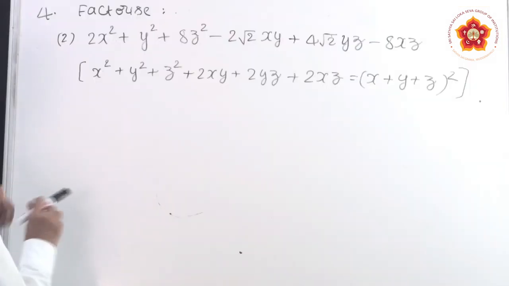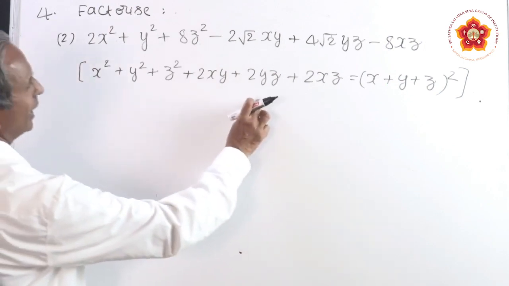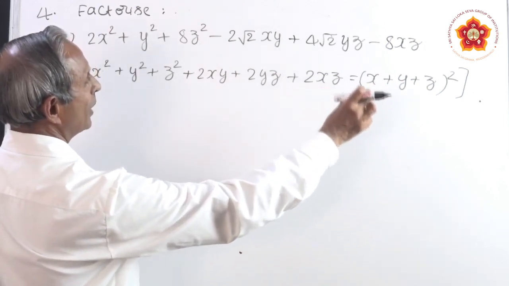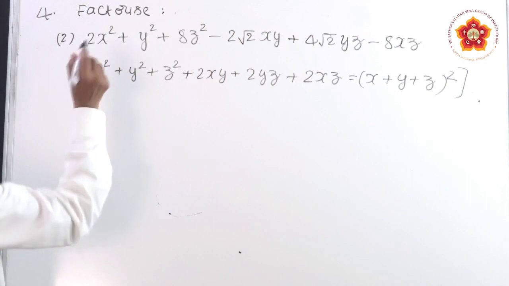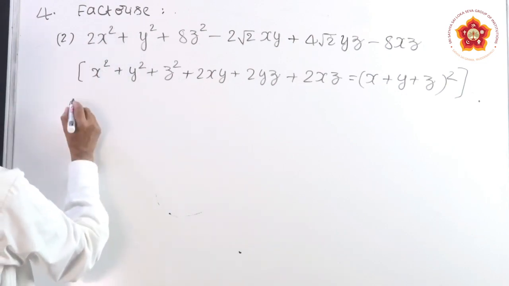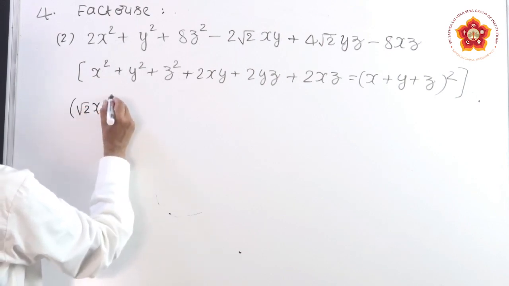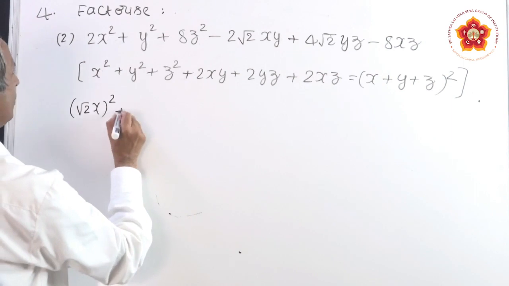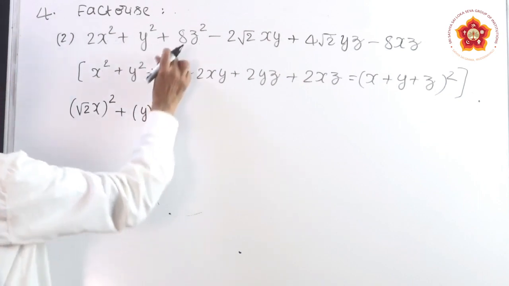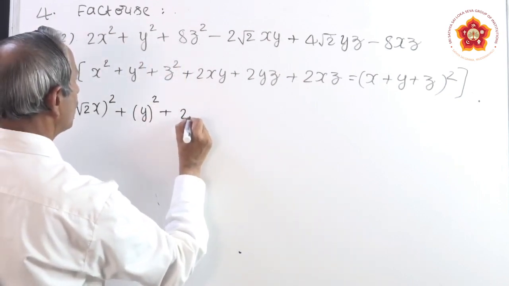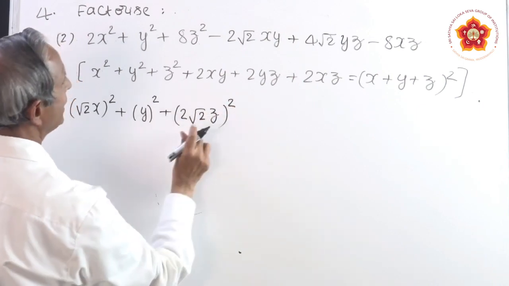Now we have to use the identity to factorize x square plus y square plus z square plus 2xy plus 2yz plus 2xz is equal to x plus y plus z whole square. Now we have to write the first term as a square number, therefore 2 can be written as root 2 x whole square. The first term can be written as root 2 x whole square. The second term, y whole square, you can write directly. Next, the third term 8 is there, it can be written as 2 root 2 z whole square. Then if we expand you will get 8z square.